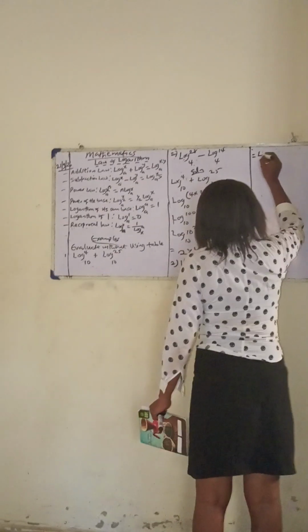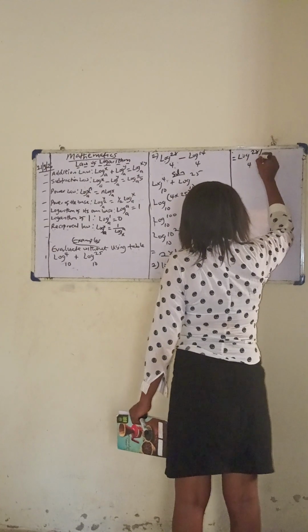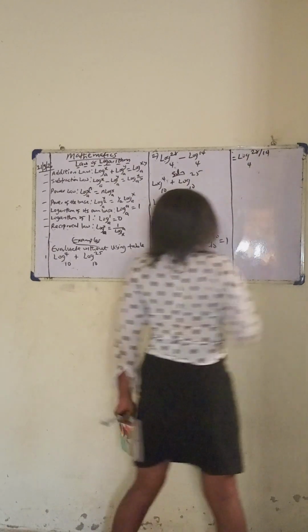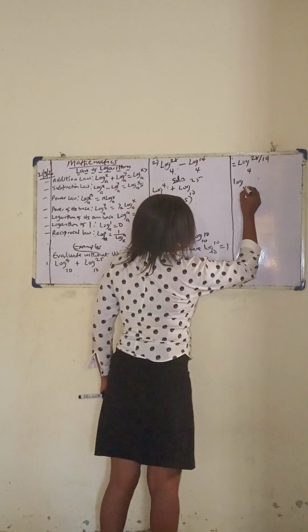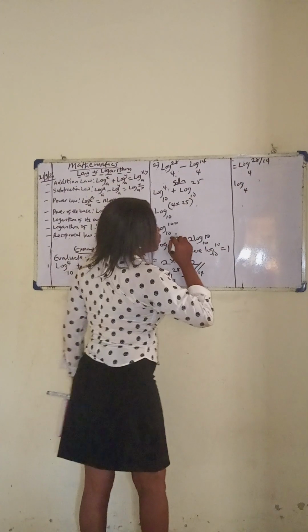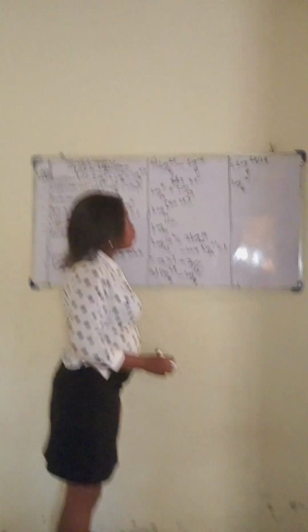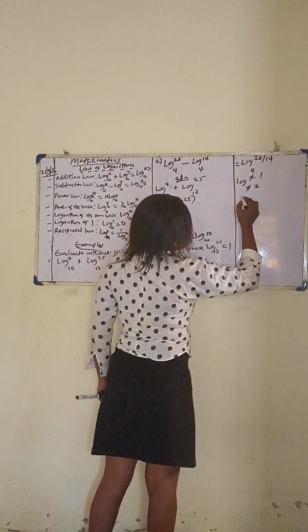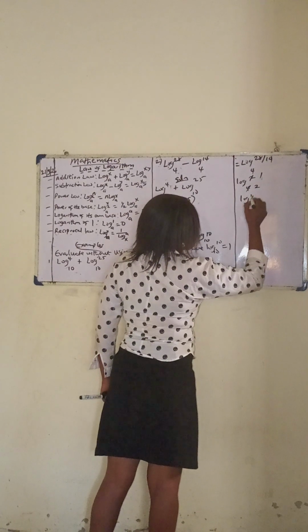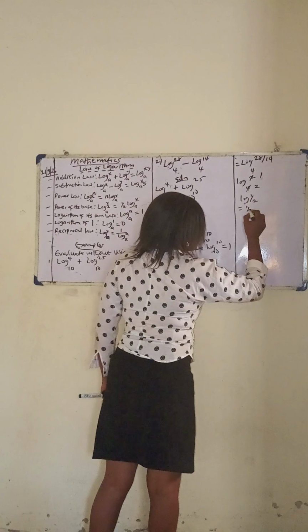So what we are going to do here is this. I'm going to say log 4 of 28 divided by 14. So let's go. We have log 4 of 28 divided by 14, which will give us 2. So we have log 4 of 2, which is 1 over 2. So our answer here is 1 over 2.